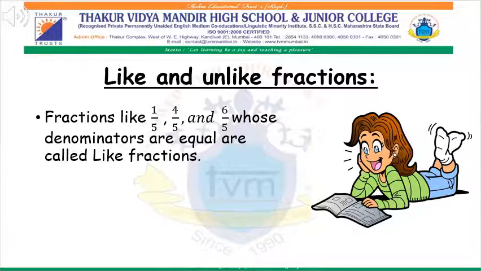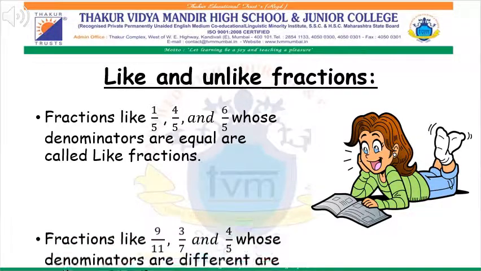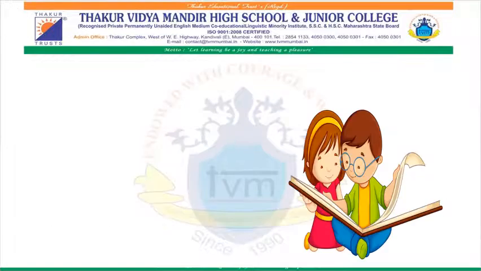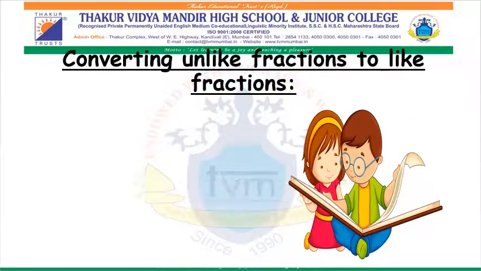Fractions like 9 by 11, 3 by 7, 1 by 5. Here you can see that in the denominators there are different figures, that is 11, 7, 5. All of them are different. So such type of fractions are called unlike fractions. Here I have given you 3 upon 4 and 5 by 8. You have to convert both these fractions into like fractions.